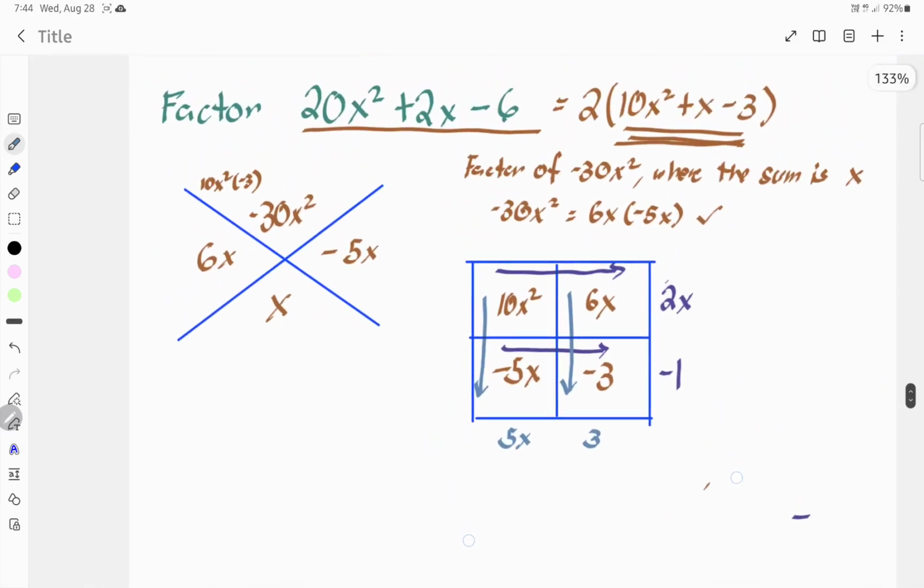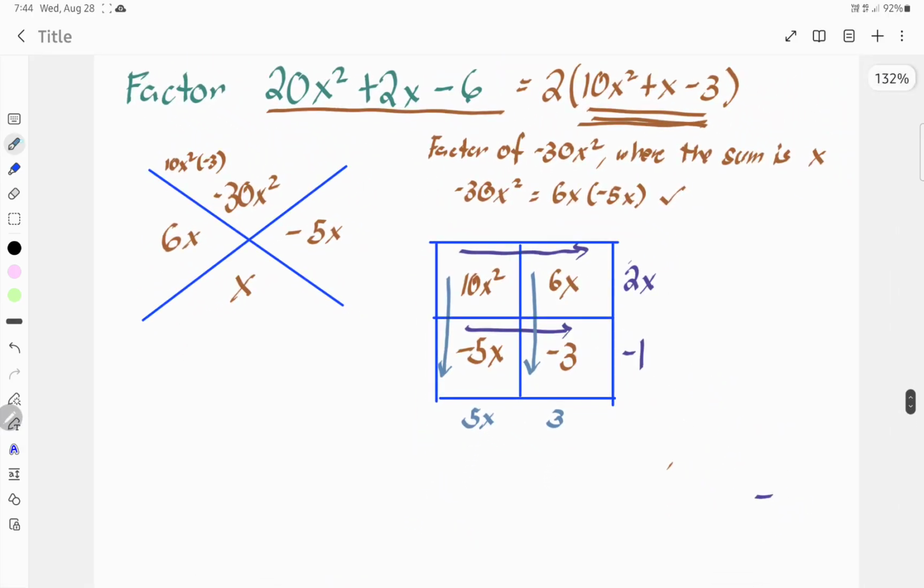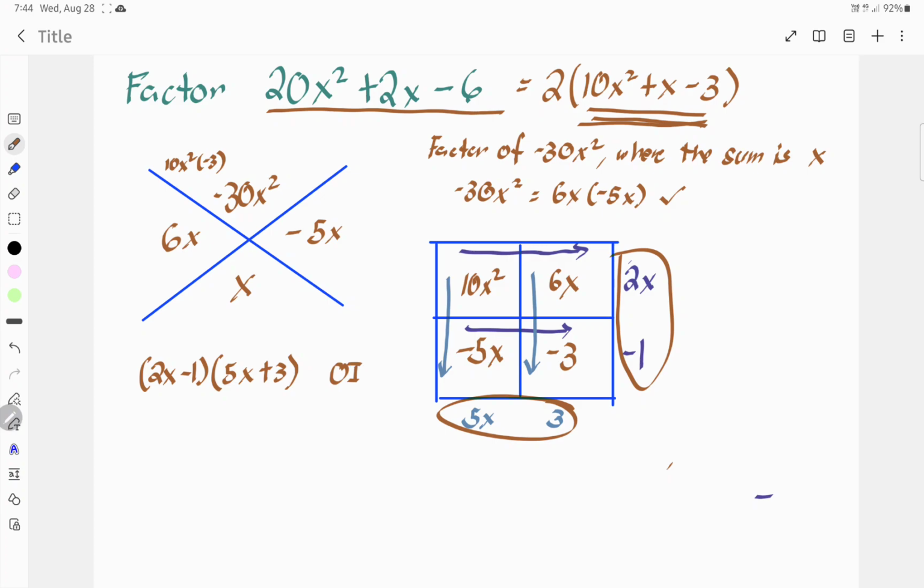So, once again, we need to write now our factor as an OI. So, first one, you write this one. You have now 2x minus 1. And then this one, we have 5x plus 3. OI checking. So 2x and then 3, that will be 6x. Negative 1 and 5, that will be negative 5x. When you add the 2, you have now x. So confirmatory, check, check, and then x.